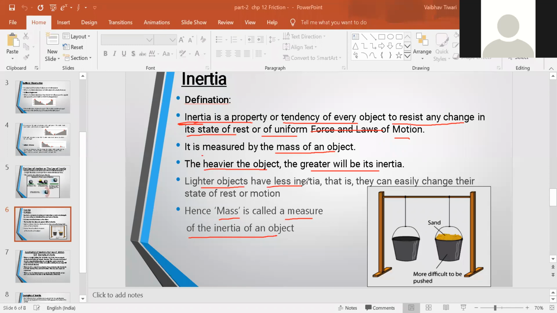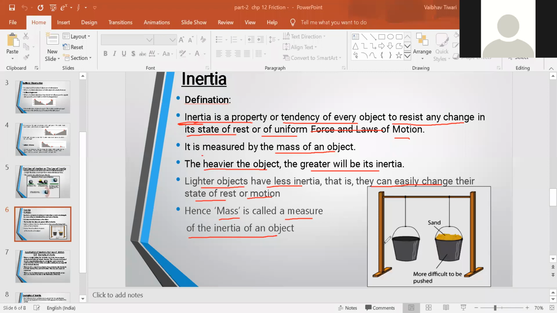If inertia is more, the body will resist more. If inertia is less, the body will resist less, and hence the state of rest or motion of light objects can be easily changed.